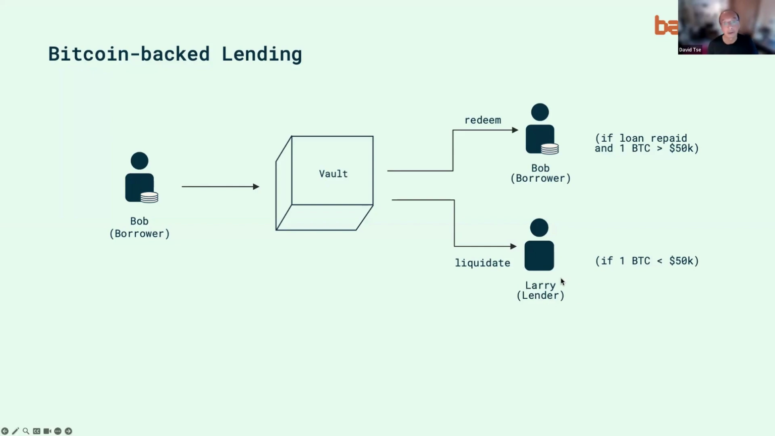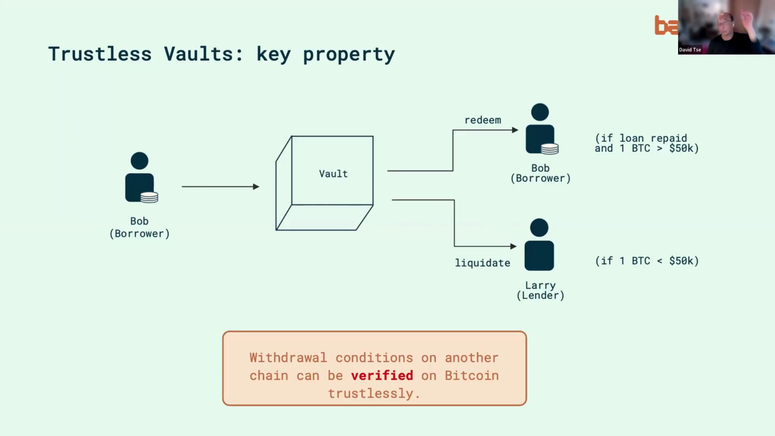On the other hand, if the Bitcoin price goes below 50K, Larry, the lender, can now liquidate the collateral, because the collateral price has dropped below the LLTV, so to speak, the loan-to-value ratio threshold, and the money is exited. So you can see that this is somewhat similar to the Bitcoin staking example. You have a collateral, you have two paths: a happy path where the loan is repaid, and an unhappy path, which is liquidation. Now, what we need to do to enable this function is basically do the same thing as we did before, by making sure the appropriate withdrawal conditions can be verified on Bitcoin trustlessly.